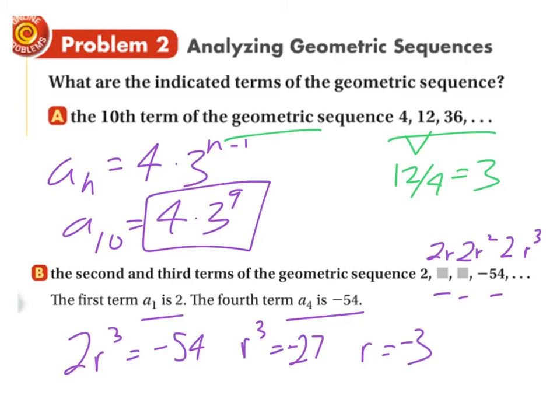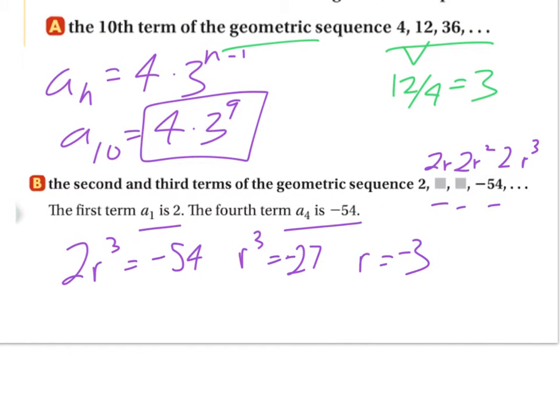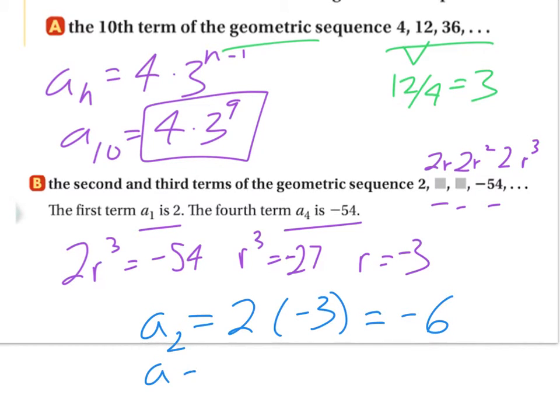So seeing that r is negative 3, then I can figure out the a sub 2 and a sub 3 in this pattern. So a sub 2, and again I'm more or less doing this recursively, would be a sub 1 times the constant ratio of negative 3. So a sub 2 is negative 6. Since I know a sub 2 is negative 6, I can find a sub 3. It would be negative 6 times negative 3, which would be a positive 18.